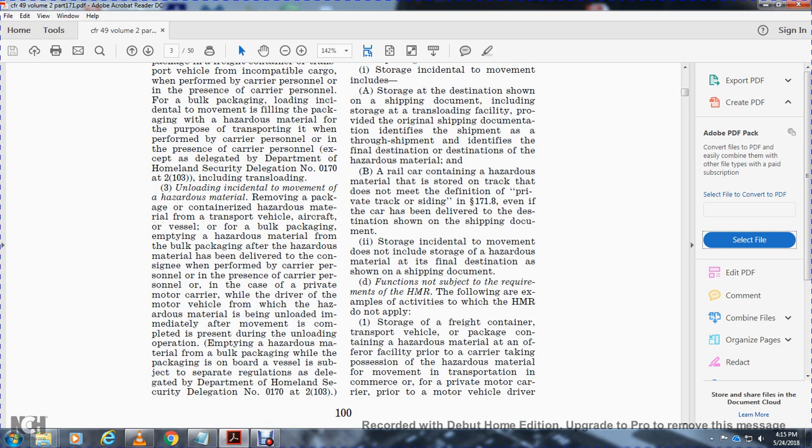Unloading incidental to movement of the hazardous material. Removing the package containing hazardous material from the transportation vehicle, aircraft, or vessel, and emptying bulk packaging of the hazardous material after the hazardous material has been delivered to the consignee, performed by carrier personnel or in the presence of carrier personnel. In the case of a private motor carrier, the driver of the motor vehicle from which the hazardous material is being unloaded is present immediately after the movement.